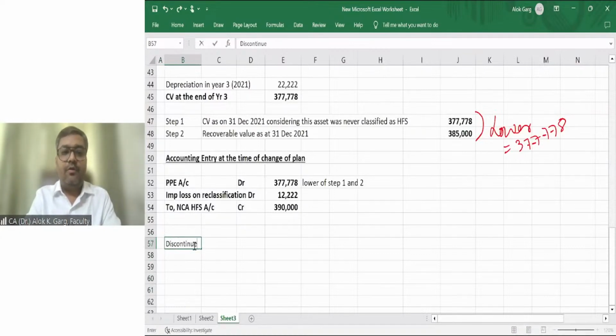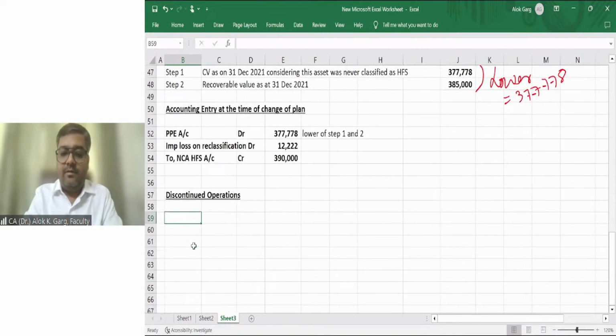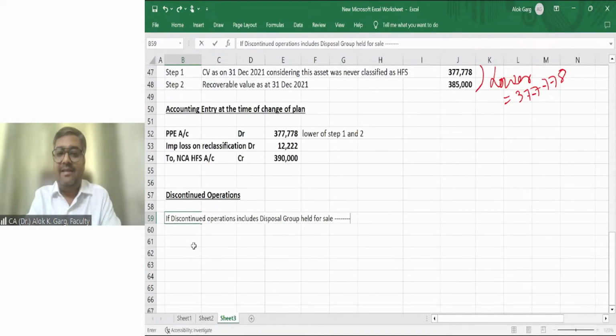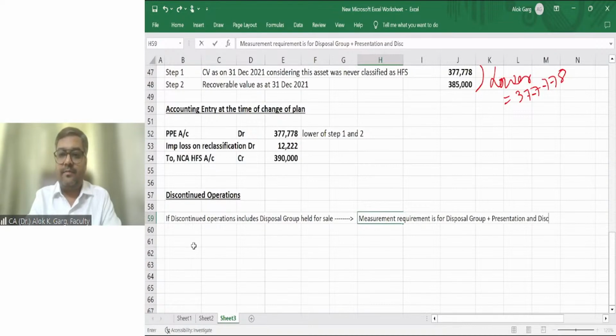Discontinued operation. If discontinued operations include a disposal group held for sale, please write down. If a discontinued operation includes a disposal group held for sale, then the accounting, meaning the measurement requirement, is for the disposal group, plus the presentation and disclosure additional requirements for discontinued operations, right?